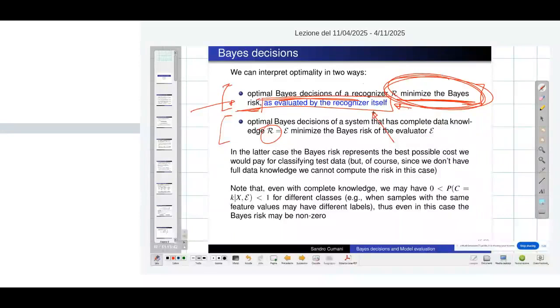And from the point of view of the recognizer, the optimal Bayes decisions are optimal because they also minimize the Bayes risk that the recognizer itself would measure for a given data set. So, as if the evaluation was not made with the real label, but with the knowledge that the recognizer itself has.